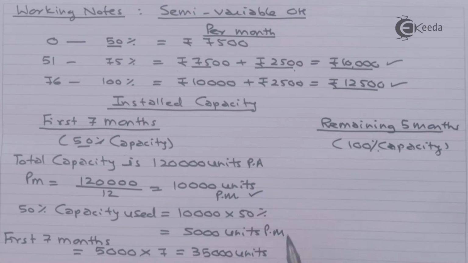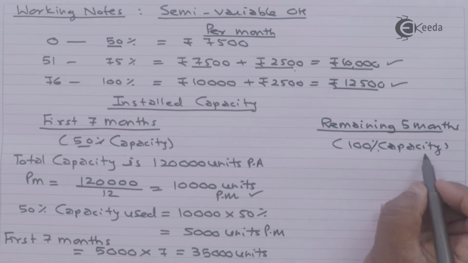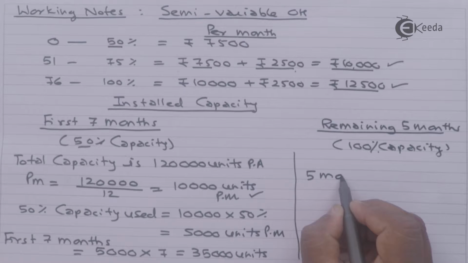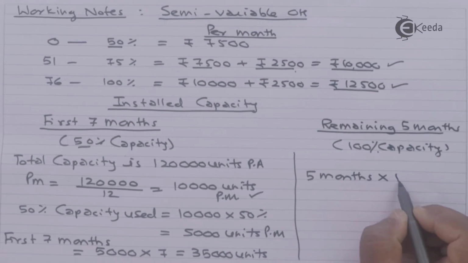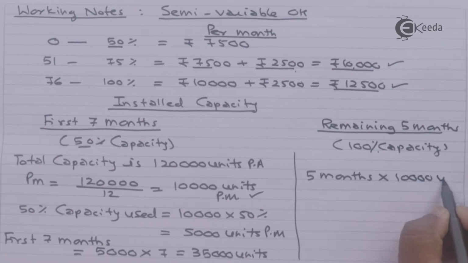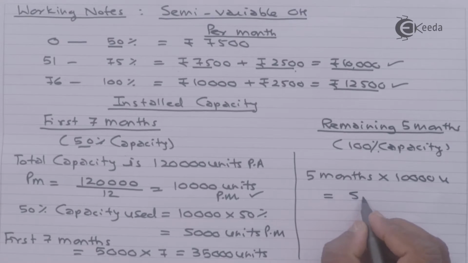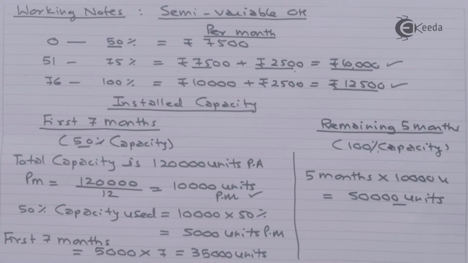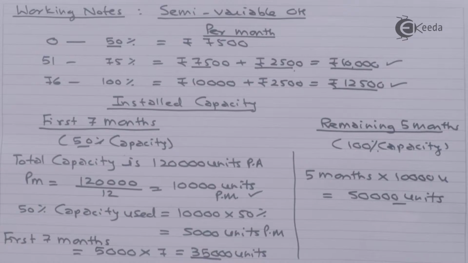Remaining 5 months, 100% capacity. Per month capacity is 10,000 units, and 100% capacity for the remaining 5 months multiplied by 10,000 units will be 50,000 units. So the firm will be producing 35,000 units during the first 7 months and 50,000 units in the next 5 months. Let us consider now semi-variable overheads.